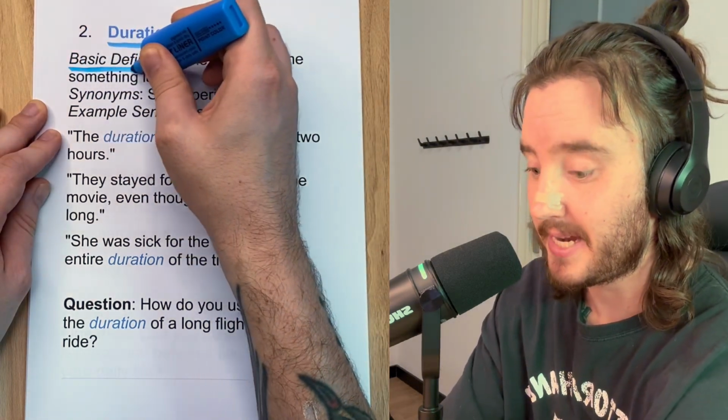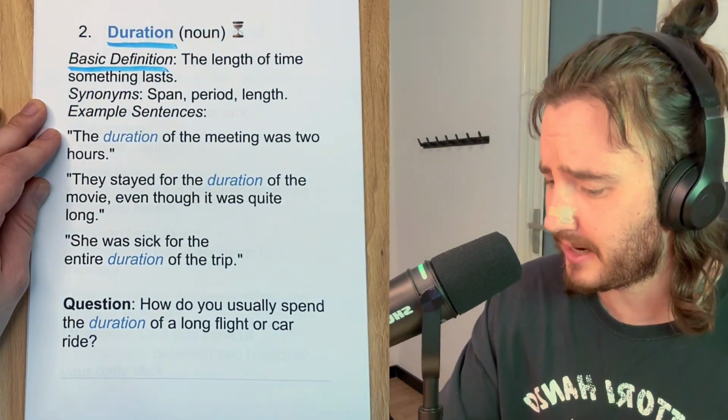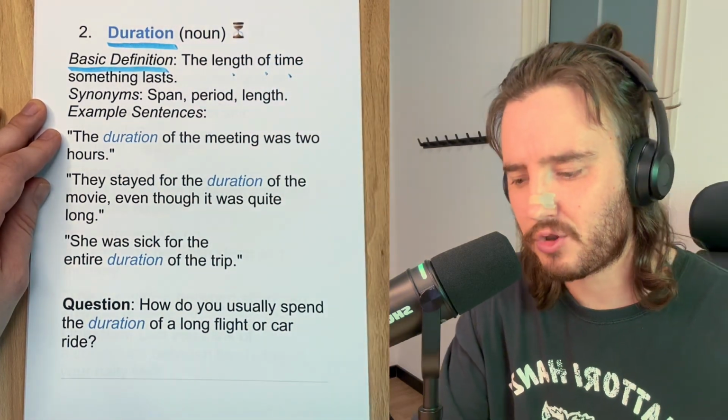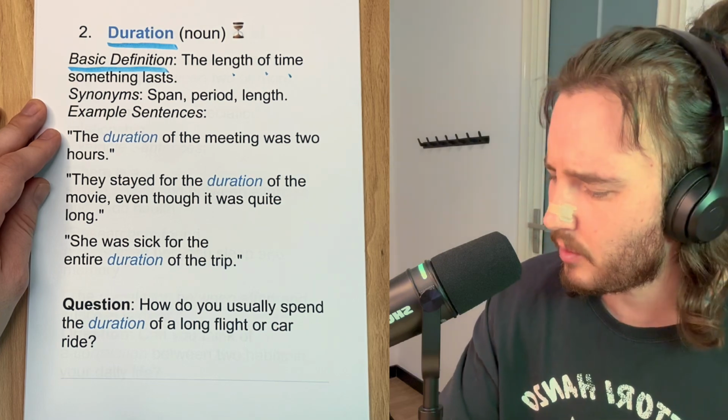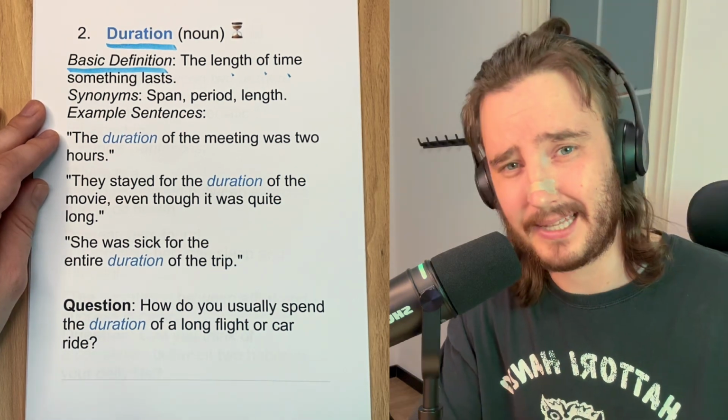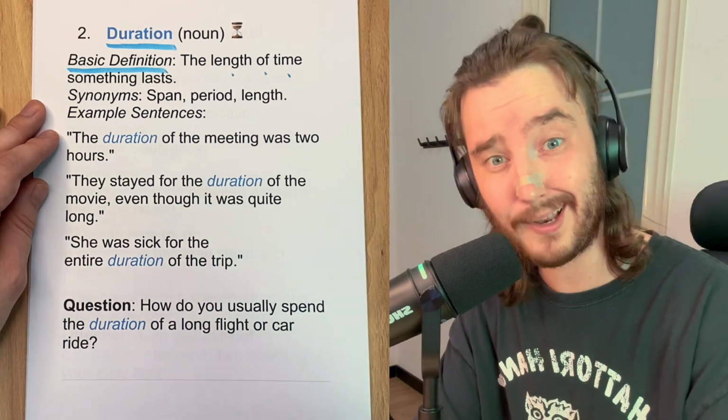Well, here's a basic definition, a simple definition. It means the length of time something lasts. How long does something last? How long does it go on for?